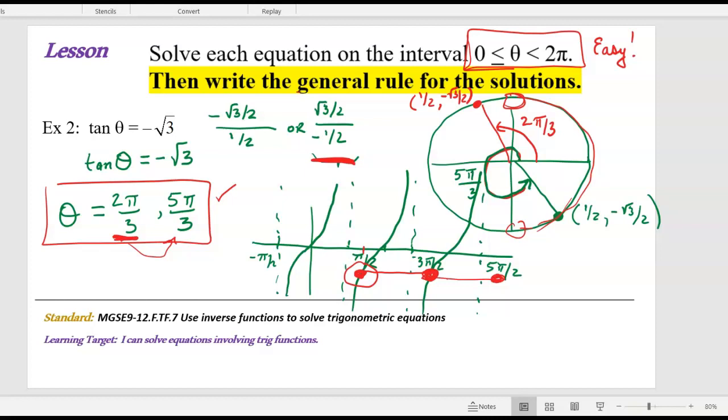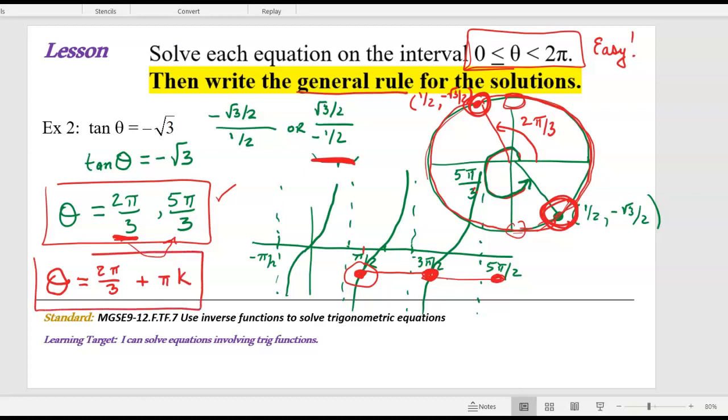If you're asked to write the general rule for tangent, if you take 2 pi over 3 and you add pi, it takes you here, 5 pi over 3. And if you add pi again, and add pi again, and add pi again. So the general rule for this problem is simply 2 pi over 3 plus pi times k.